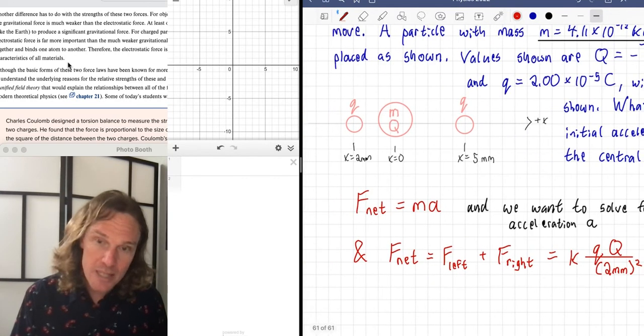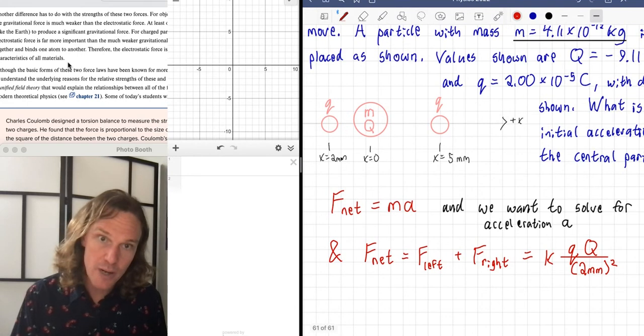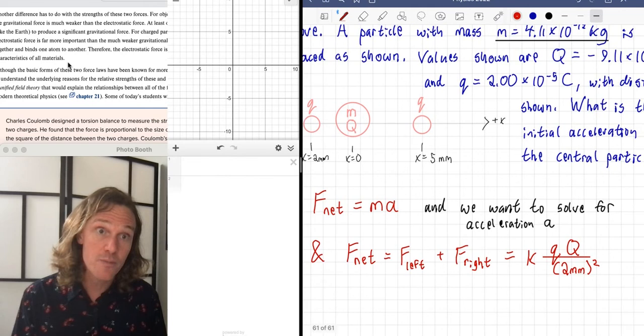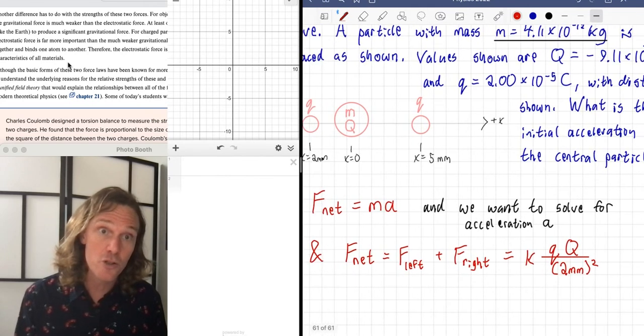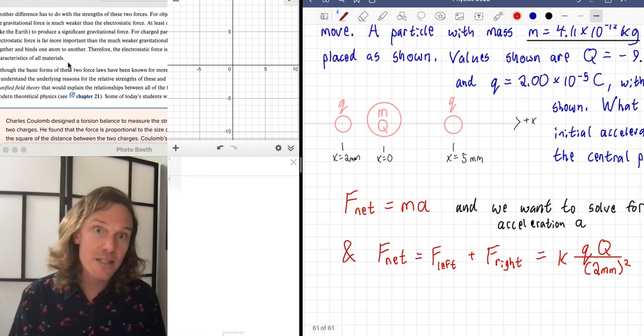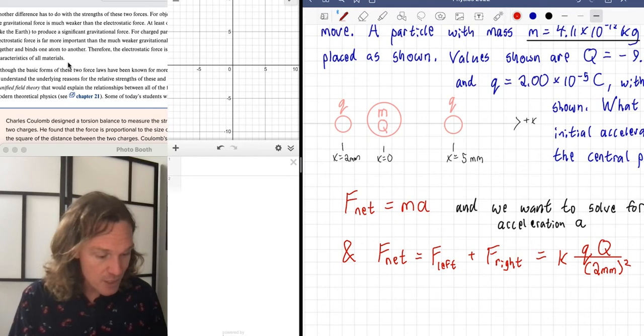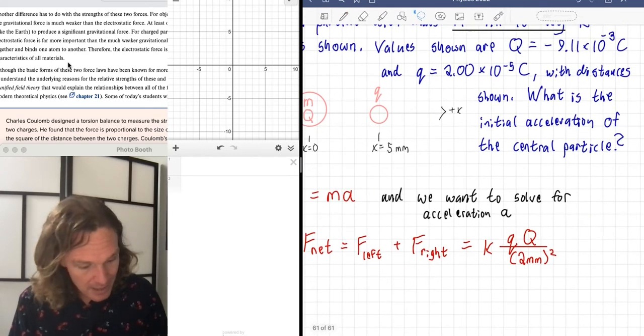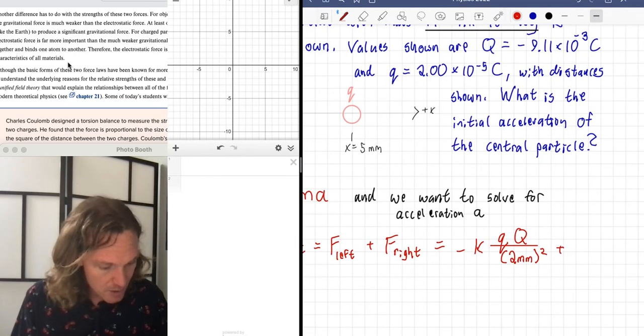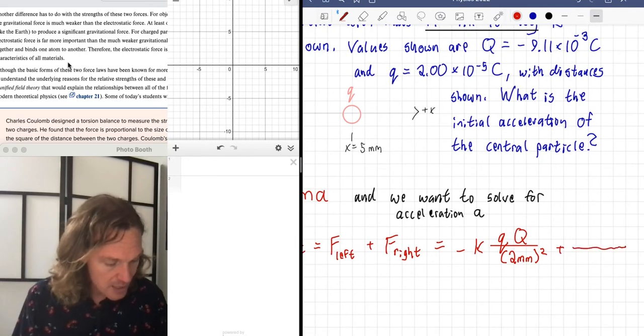But would it be positive or negative if we're calling positive x to the right? Okay, well, these are opposite charges, because you notice that our big Q is negative and the other two, the ones with a little q, are positive. So it's all attractive forces. So it's going to be in the negative direction. So this force would absolutely pick up a negative, which we would put in the front. Okay, and then the force from the right is a positive force. It is an attractive force pulling it in the positive x direction as defined.